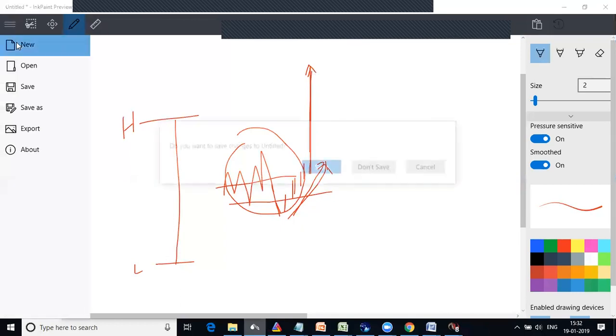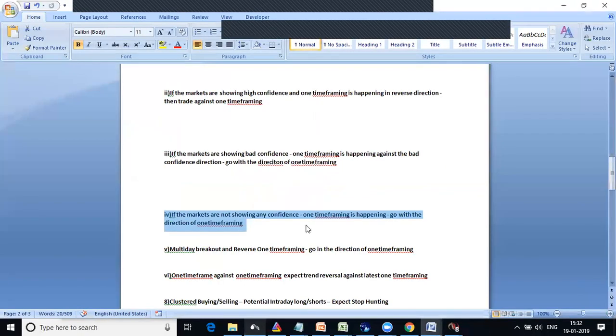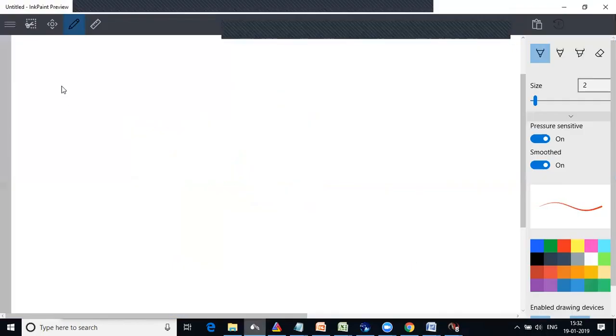The fifth setup will be like a multi-day breakout and reverse one-time framing. Go in the direction of the one-time framing again. This is also a mean reversion setup. And here we talked about multi-day low.